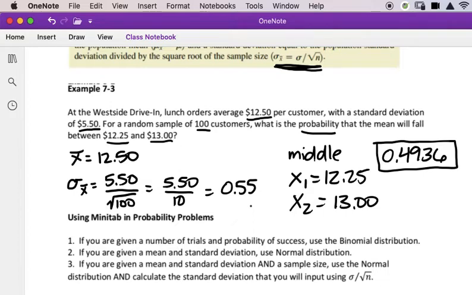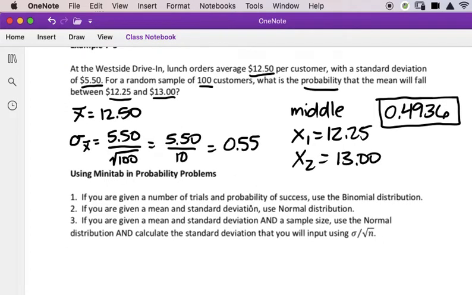So when you're using Minitab in probability problems, some things to look for are what you are given in the problem. If you are given number of trials and probability of success, that's a binomial distribution problem. If you're given mean and standard deviation, then that's a normal distribution problem. And if you're given mean and standard deviation and a sample size, then you need to calculate the standard deviation to put into Minitab by taking the standard deviation that they give you and dividing it by the square root of the sample size.